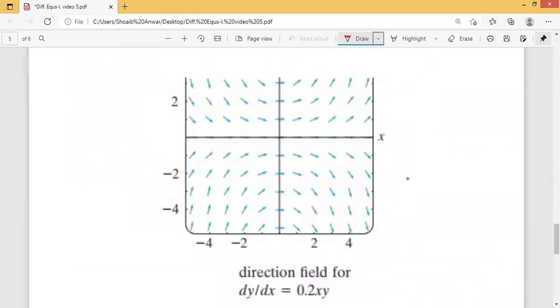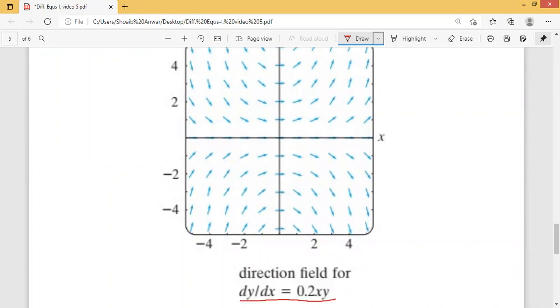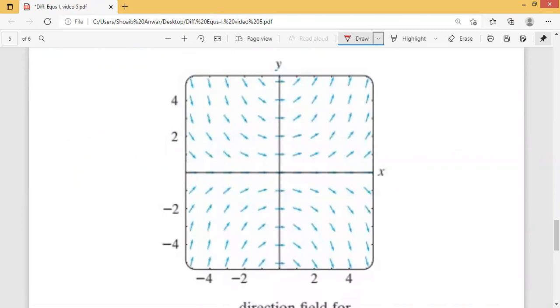Similarly, if we calculate the direction field for the equation dy by dx is equal to 0.2xy, and at every point we calculate the slope and draw a small line segment there with that slope, then you will get a picture like that. For example, here you can see we have a slope less than 1. Here we have a slope greater than 1 at this point. At this point less than 1. Similarly, here we have a slope 0, and so on. Where we have a slope 0, we just put a line parallel to the x-axis.